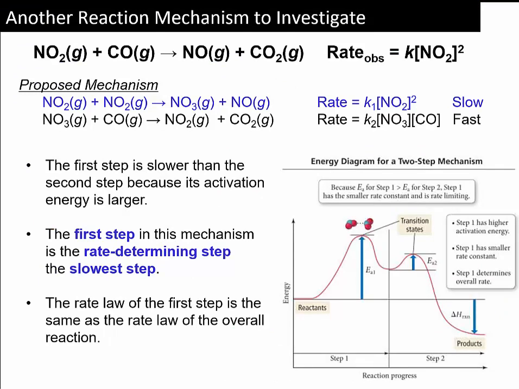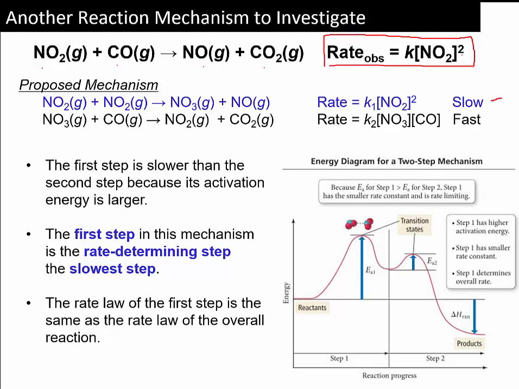So another reaction mechanism to investigate. We've got this guy, the NO2, reacting with the carbon monoxide to form the NO and the CO2. And the rate that we're going to observe is going to be proportional to the concentration of the NO2 squared, because it's going to be a second overall order rate mechanism. So our NO2 is going to react with another NO2 to form an NO3 and an NO. So our rate is going to be k1 times NO2 squared.